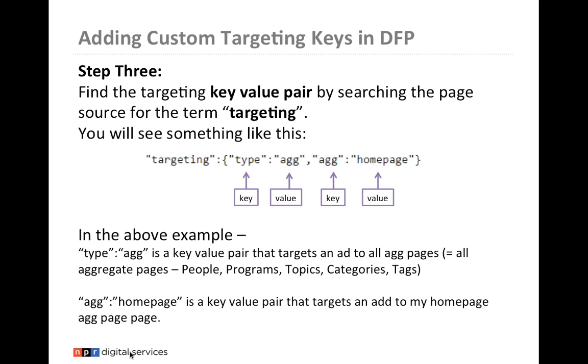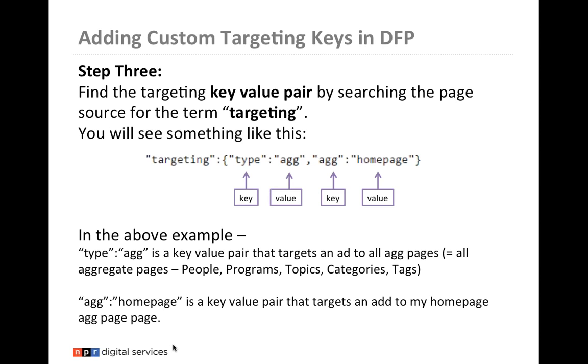So if I would like to target specifically to all of my ag pages, I would look at the key value pairs that I have there at the top of the screen, and I'll say, all right, I want this to go to type, which is my key, and ag, which is my value.